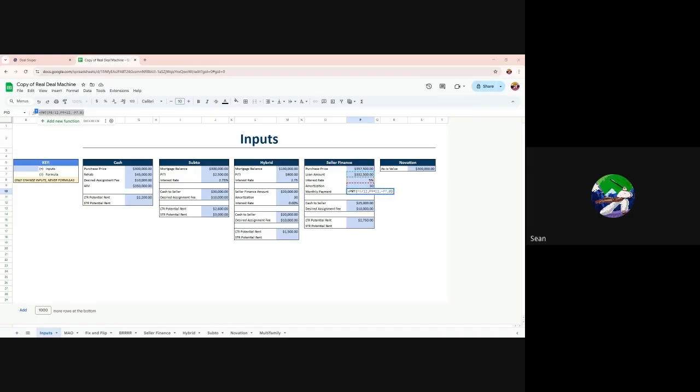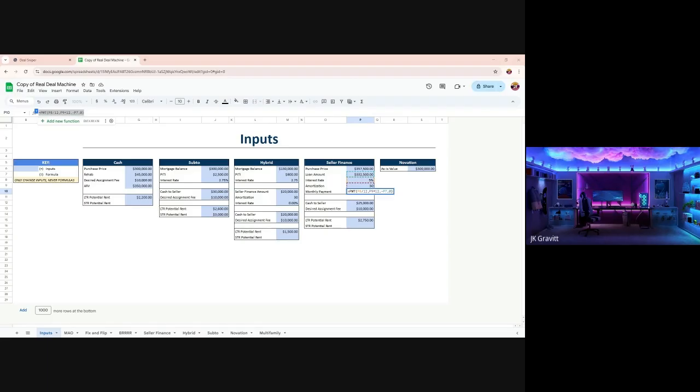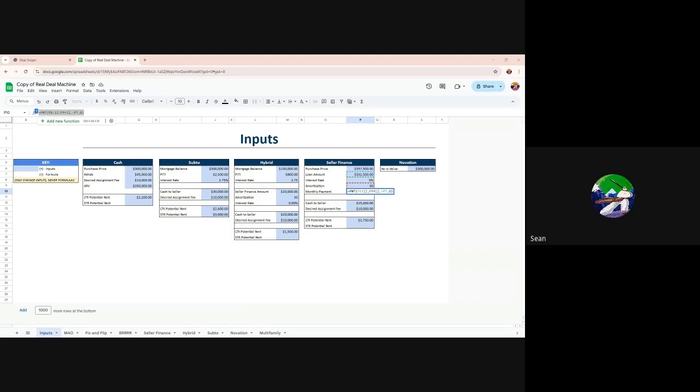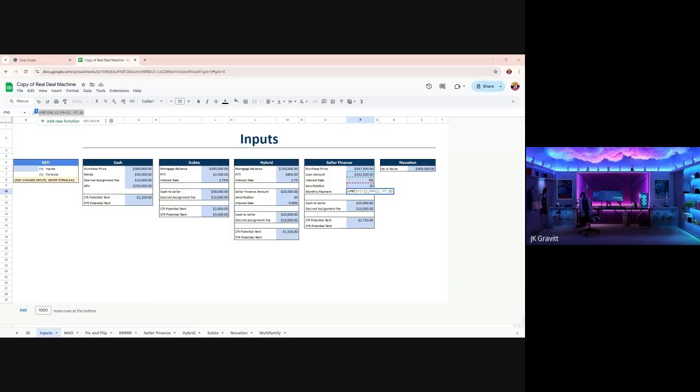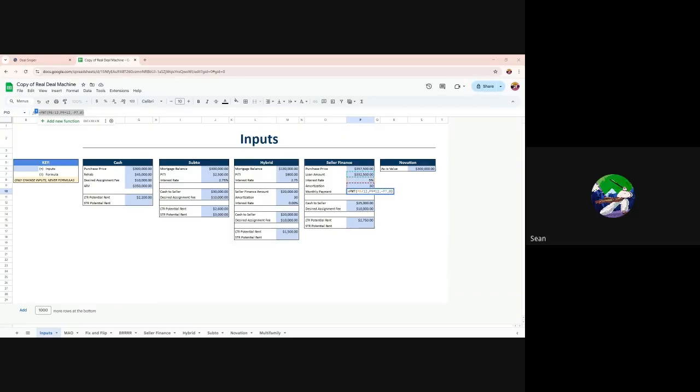Are you in Deal Sniper? On this thing it says J.K. Gravitt, but on Discord, what's your name? It's James. Just James? Yes, sir. Okay, so I put it in the main chat, but it's right there. Gotta copy it. Yes, sir, I see it.